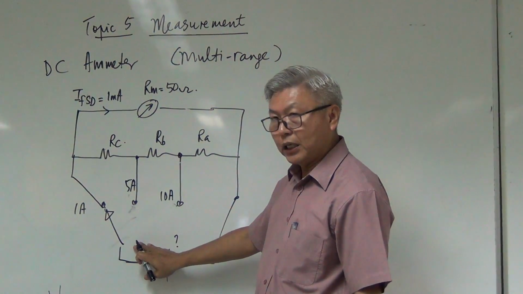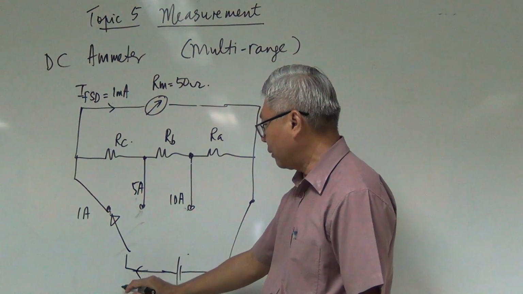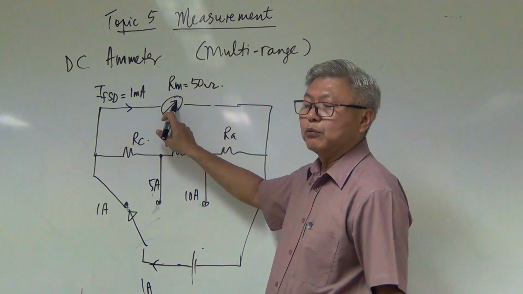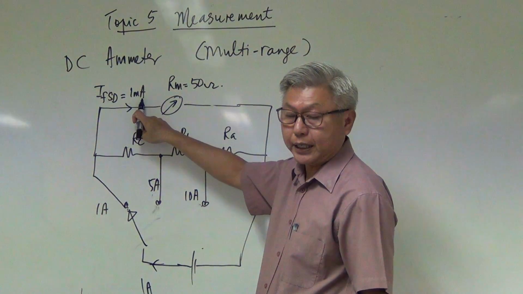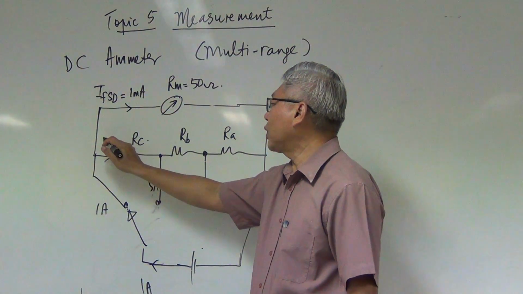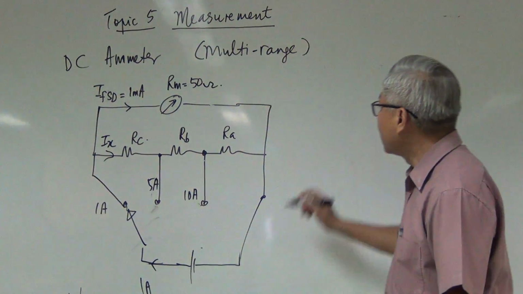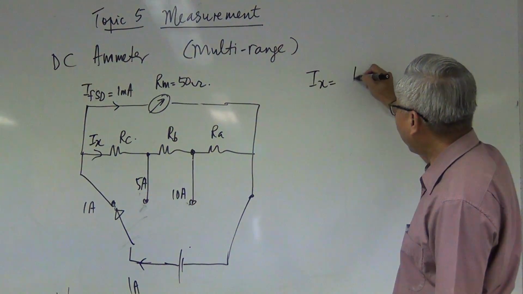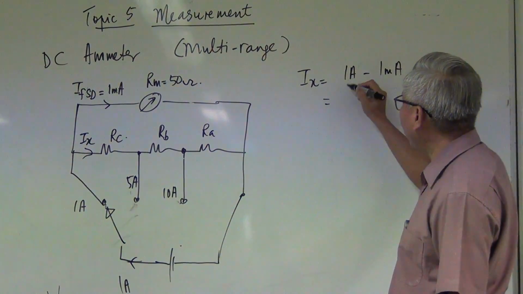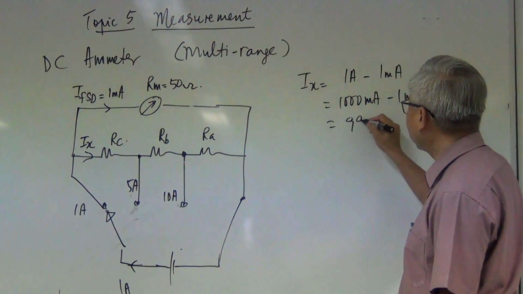So now let's come back to here, where I'm measuring a circuit with 1 ampere. So the current is 1 ampere maximum. And here the moving coil meter's full scale deflection current is 1 milliamp. So do you know how much this current is now? Of course you do. Let me call this current Ix. So Ix is equal to 1 ampere minus 1 milliampere, and that is equal to 1000 milliampere minus 1 milliampere. So that's 999 milliampere.